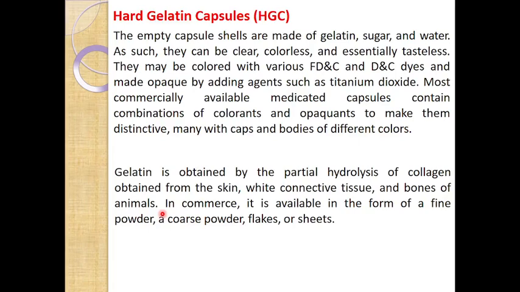By acidification, we get the type of gelatin called Pharmagel A, type 1. And by basification, that is by liquefaction, we get the gelatin type called Pharmagel B. B stands for basification. Commercially, gelatin is available in the form of fine powder, coarse powder, flakes and sheets.